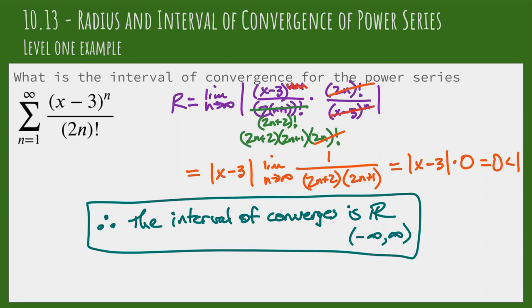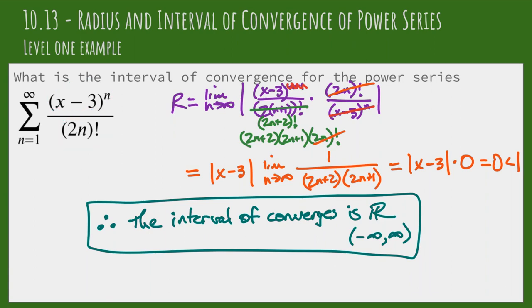Now, I want to point out why that happens. Notice that the factorial in the denominator, factorials grow very, very quickly. In fact, factorials grow faster than any other kind of function. And in the numerator, we have an exponential function. So no matter what we put in for x, the factorial is going to end up growing faster than the exponential. And so the denominator is going to dominate and the terms are going to approach 0.